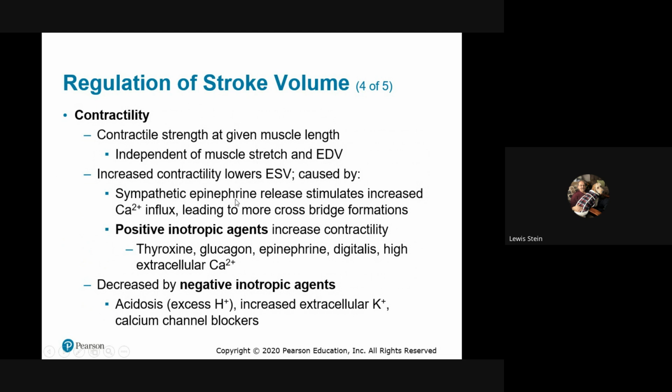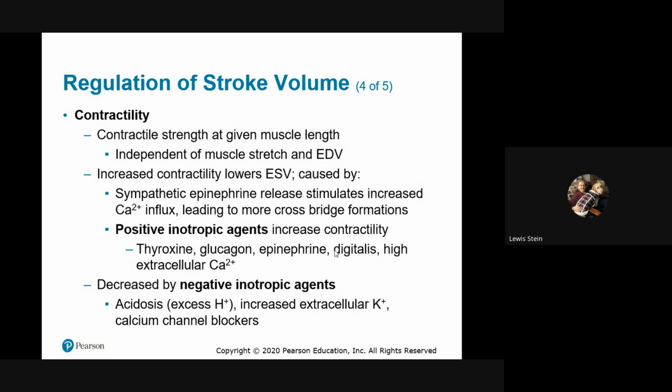So again, epinephrine can do it. Increased calcium makes it available, more cross bridges. The fancy name we give to things that increase contractility, independent of the stretch, is inotropic agents. So you see epinephrine is in that. Thyroid hormone is in this. Glucagon, remember we talked about in endocrine? Okay, even extracellular calcium.